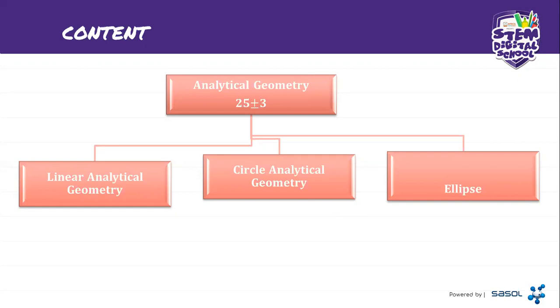So they are very important. Make sure that you understand the important things that you need to learn under linear analytical geometry, as well as the circle, and of course the ellipse. Then from there, I think you will be prepared to go and face paper 2, right? And then let's see what we are having under linear analytical geometry.